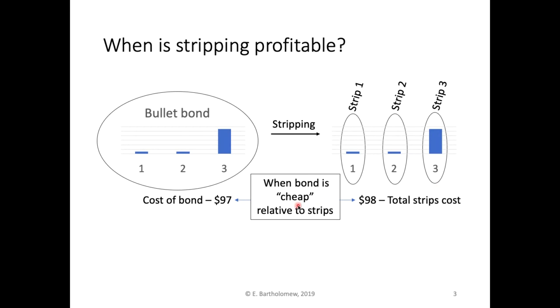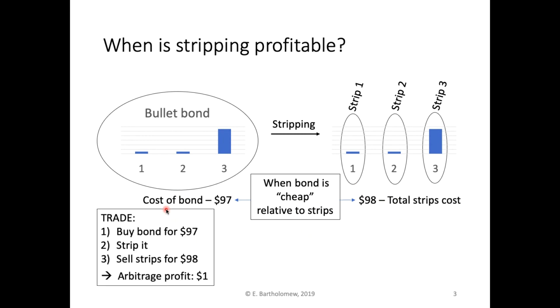Now suppose the bond that hasn't been stripped trades at a price of 97, but the total cost of the strips trading in the market has a price of 98. In this case, we'd say the bond is cheap relative to the strips, and there's an arbitrage available. How would it be done? We buy the bond for $97, we strip it, and then we immediately sell the strips for $98. So we get an immediate $1 profit for no risk.